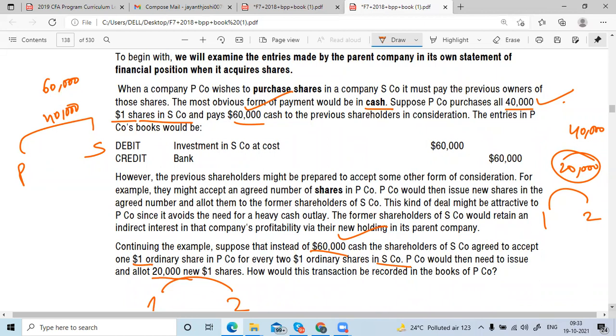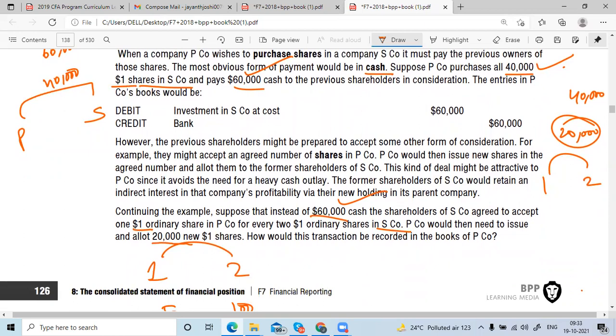Now we are continuing the example. What is happening? Same example. Suppose that instead of this cash, S company agreed to accept shares of P company. They don't want cash now. They want shares. So P company then needs to issue and allot 20,000 new shares. They already have how many shares? If you want, let us remove that cash transaction now. They have how many shares? 40,000 now.